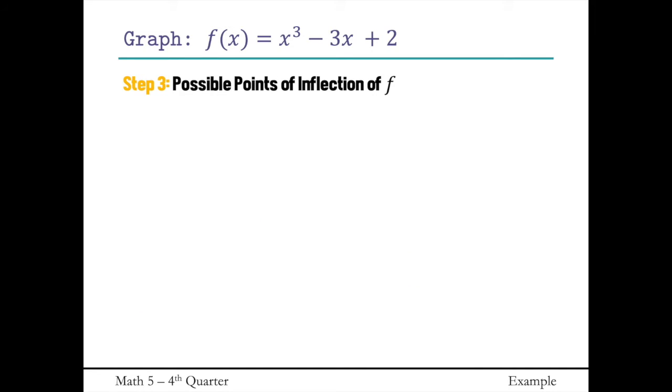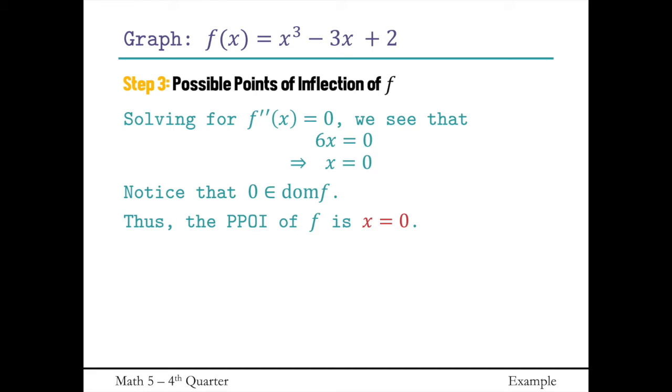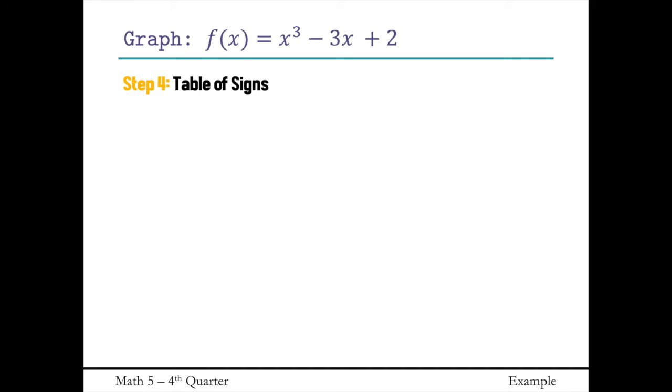Step number 3 tells us that we have to find the possible points of inflection for the function. Analogously, we have to set the second derivative of f of x to 0, and solving for x gives us x equals 0. Notice that 0 belongs to the domain of the function, and thus the PPOI of the function is x equals 0. We can also see that the second derivative is a polynomial, hence it is defined for all real numbers.